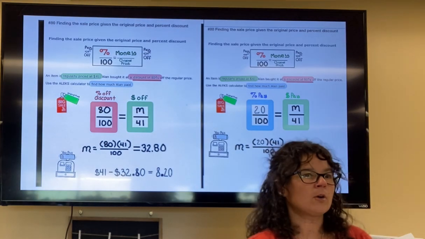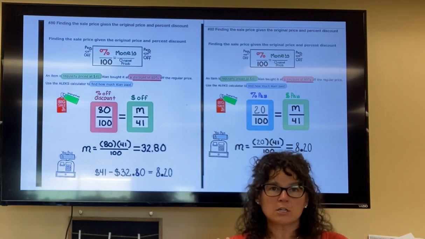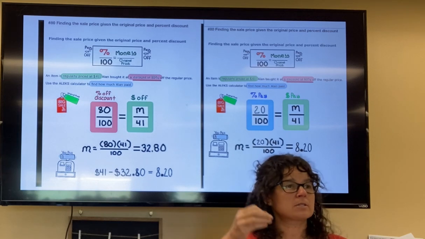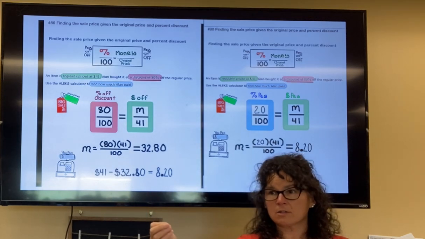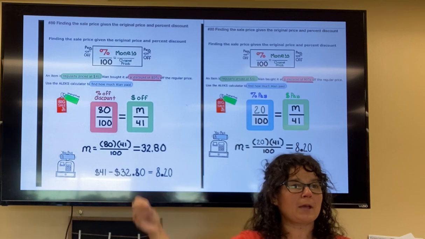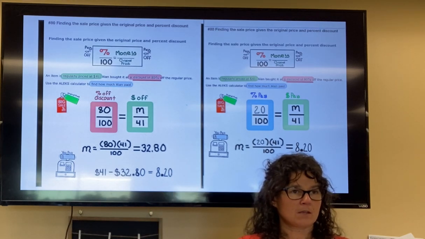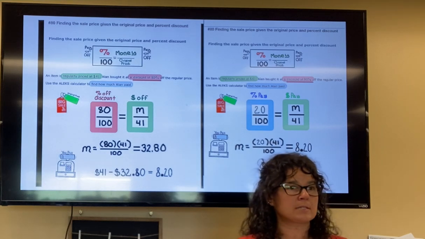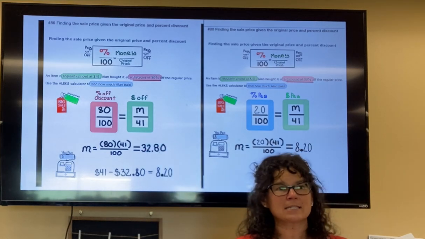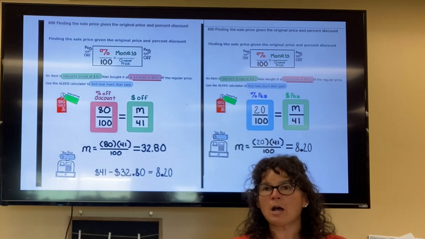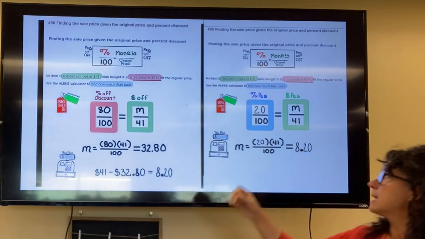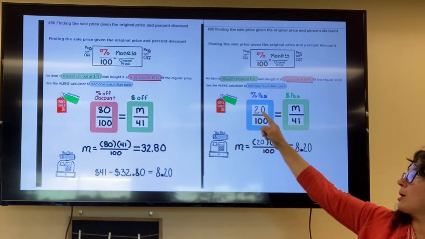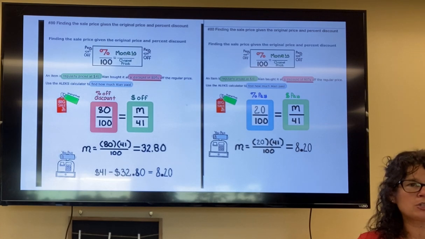So just to summarize, you want to pay close attention to if the percentage that you're given is the percent off, the discount, or the percent that you pay. In my mind, the quickest way to do these problems is if they give you a percent off, like this one, 80%, subtract that from 100, I pay 20%, and I put 20 over 100 instead. Put the original price, cross multiply, divide, and now you know how much you pay.